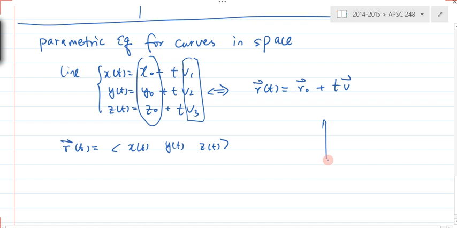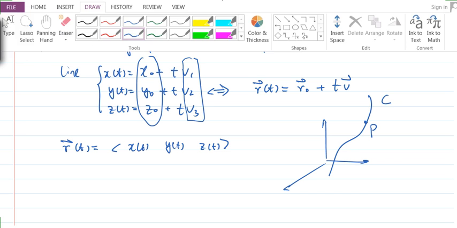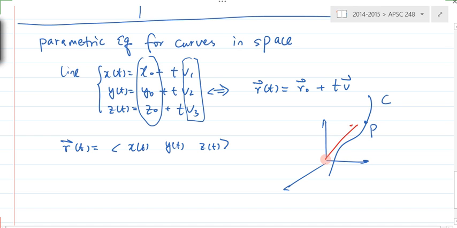For example, if I have a curve C in 3D space, I can imagine a point P moving along the curve C. So how do I represent the position of this point P? I can use a position vector to represent the position of point P. The position vector is a time function because as time changes, the point P will be at a different location on the curve, right? That's why this is a function of t.